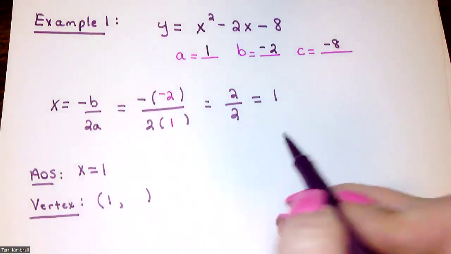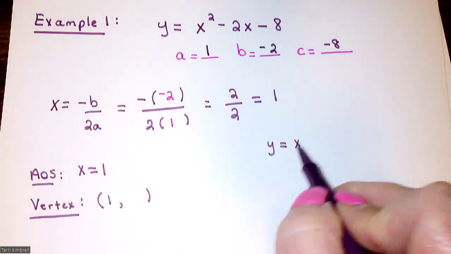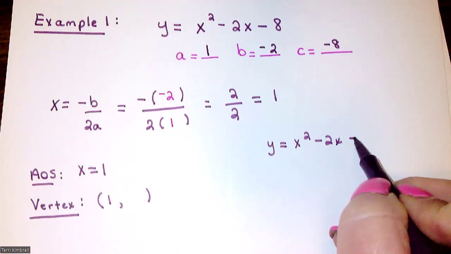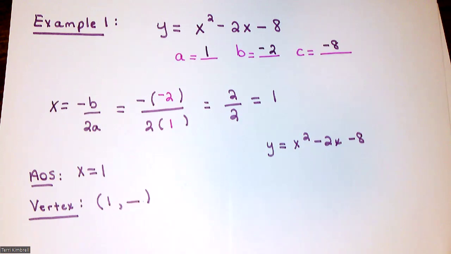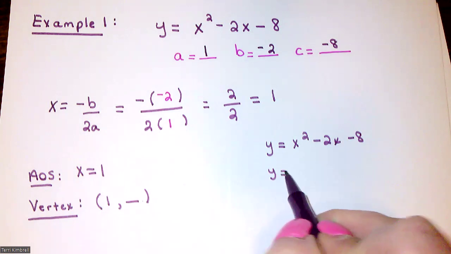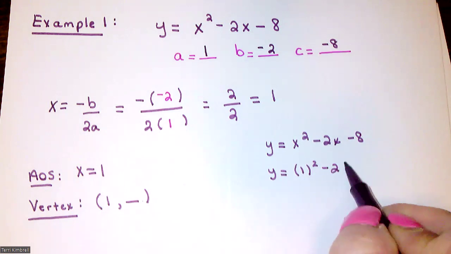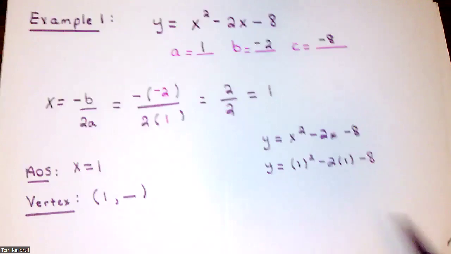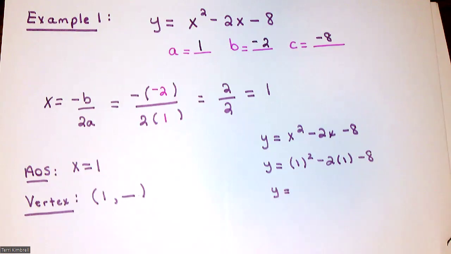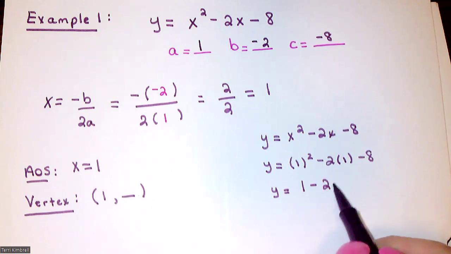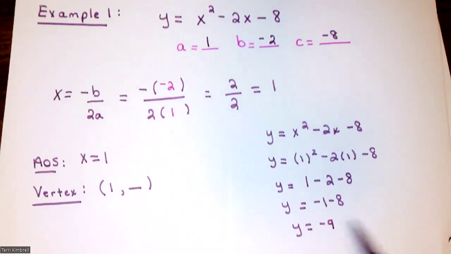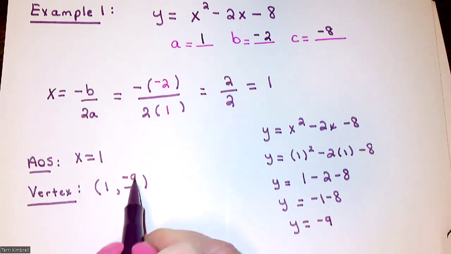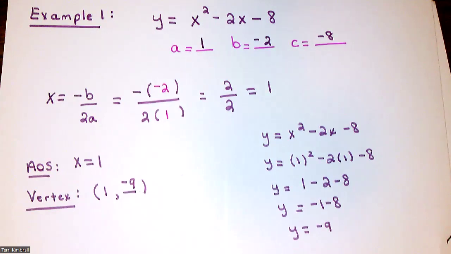So what we're going to do now is we're going to go back to the original function, and we're going to plug in the 1 to get the y, because we have to make a substitution. So I'm going to put a 1 in for x. Then I'm going to go through and do the order of operations. So that's going to be 1 minus 2 minus 8. So then I would get -1 minus 8, which means we get a -9. So the vertex of that parabola would be 1, -9.